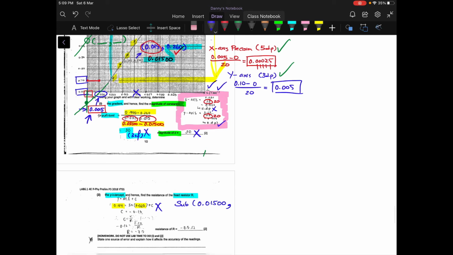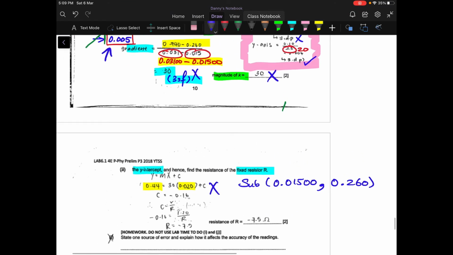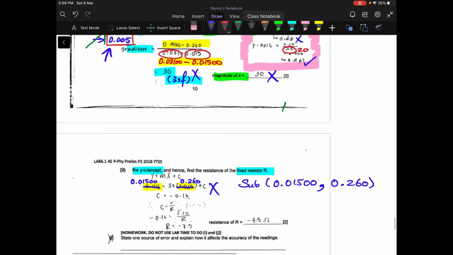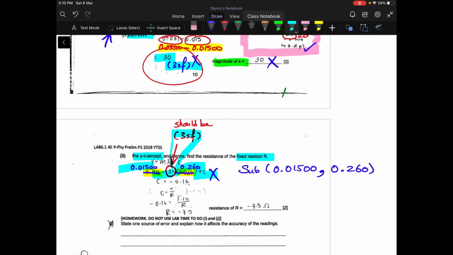0.01500. You need to write with the precision. Okay, in theory paper you don't need, but in practical paper definitely. So down here it should be 0.01500. Here should be 0.260, and because of the previous error over here, it leads to this guy also having the wrong SF. It should be 3SF. So if you look at the precision of each of the data over here, you will see that your C should be 3SF as well. That is your least SF.